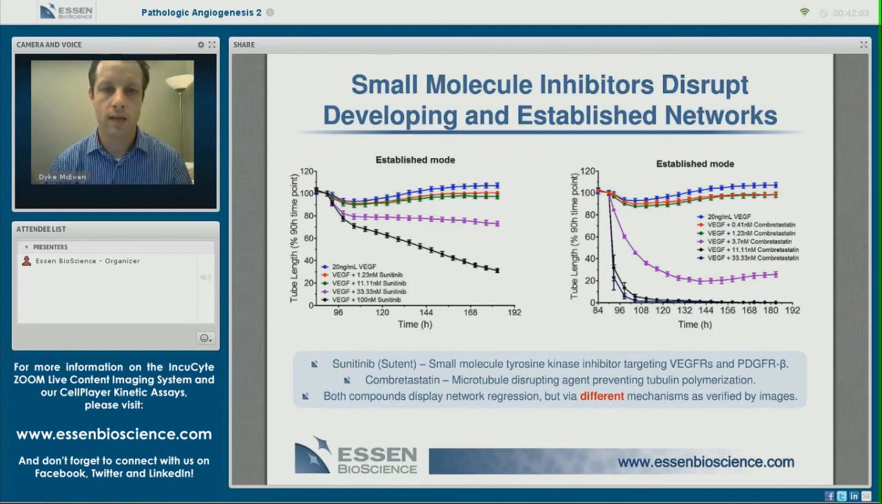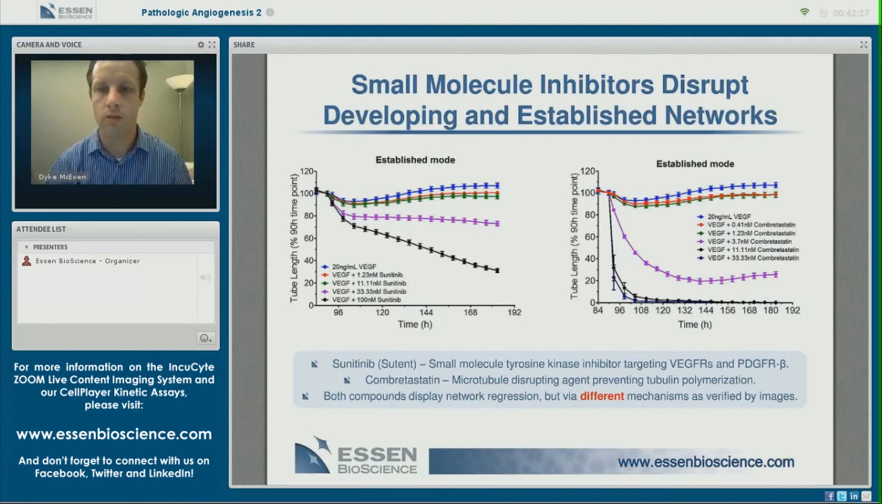When Sutent is added in the presence of fresh VEGF, we see a concentration-dependent regression of these established networks, where 33 and 100 nanomolar Sutent induce regression. The time course is a little bit slower, but by the end of the assay, we see about a 70% reduction using 100 nanomolar Sutent.